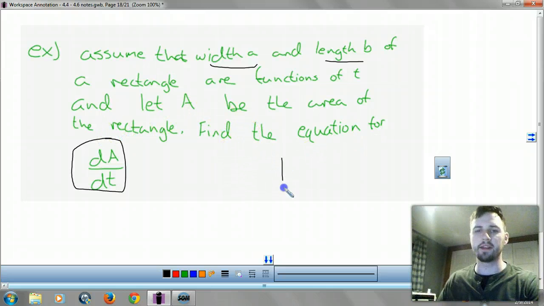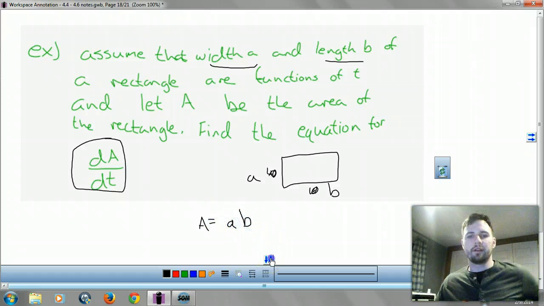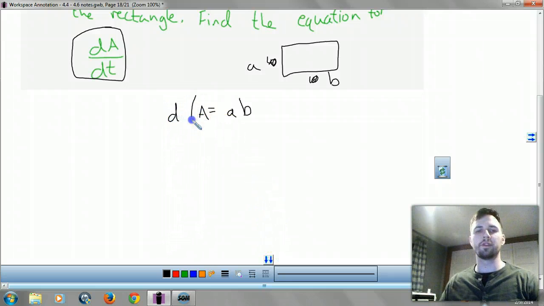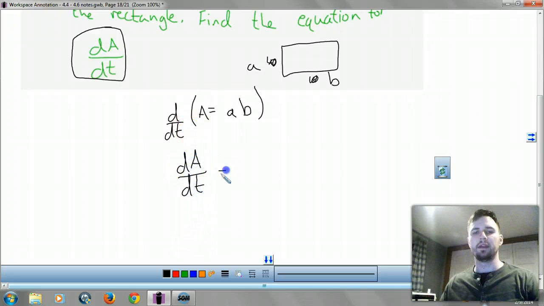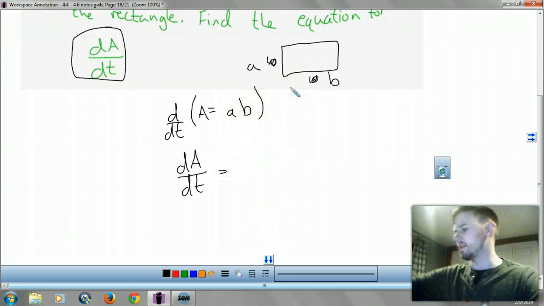Okay, so we got a rectangle, right? And that's length times width. In this case, we're going to call it a and b. So our area equals little a times b, right? So what we want to find is the derivative of this whole mess in terms of t. So what we get is dA over dt equals, oh no! What's the derivative of a times b?